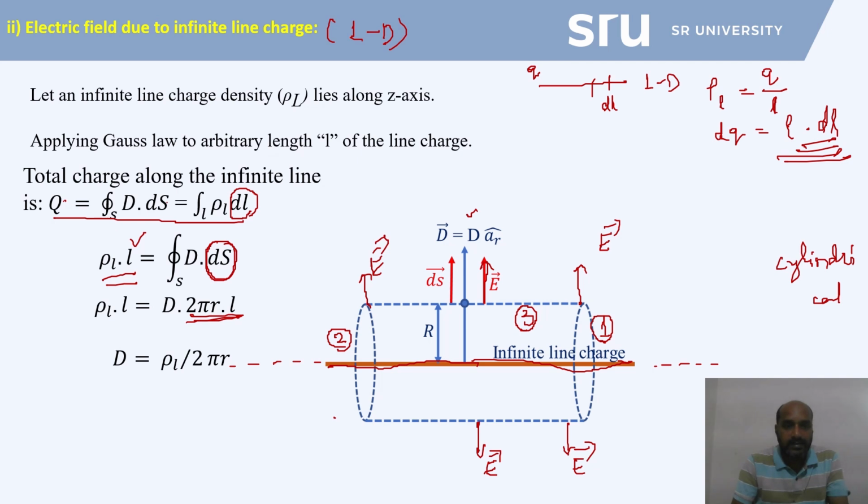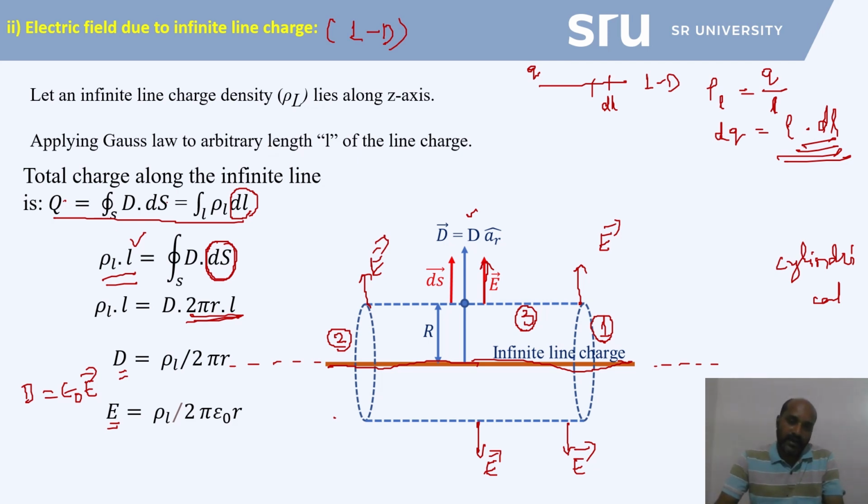So that D is equal to rho L by 2 pi R. This is in terms of D. Even you can write that in terms of electric field also with this relation, D is equal to epsilon naught E. So that E will be equal to what? Rho L by 2 epsilon naught R.